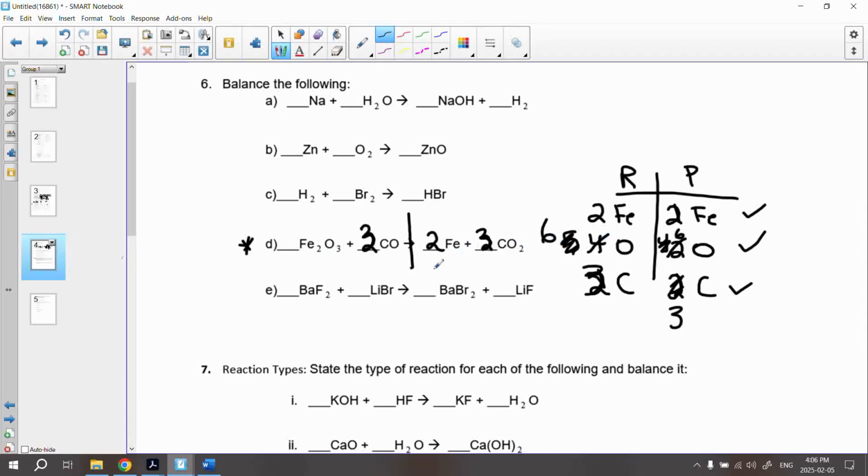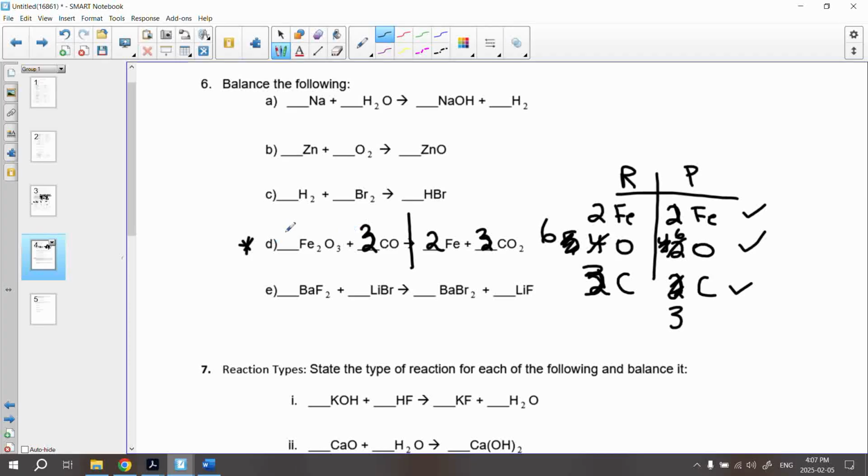So the point of balancing is to ensure that you have the exact same amount of every type of element before the reaction as you do after the reaction. And you can only change how many copies of each substance you have. So you can only put numbers in front. This is saying I have 1 copy of this added to 3 copies of this, and that's going to produce 2 copies of iron and 3 copies of carbon dioxide.